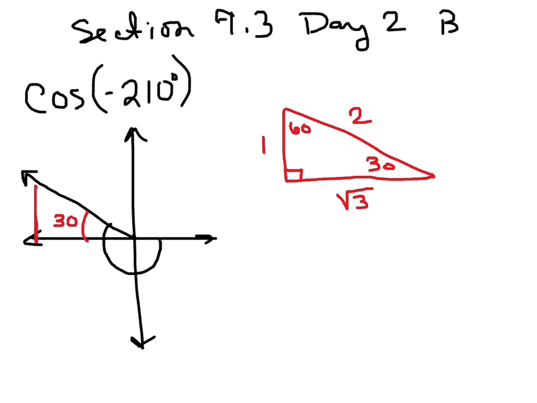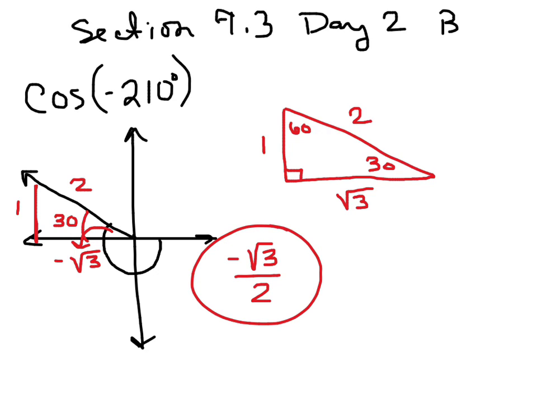Now, when you put it in this context, it's negative root 3 because we went back into the left, since we're in quadrant number 2, up 1, and then 2. So cosine would be the adjacent side, or negative root 3, over the hypotenuse, which is 2, and that's my final answer. Okay, so that's what you're going to have for your answers for these.